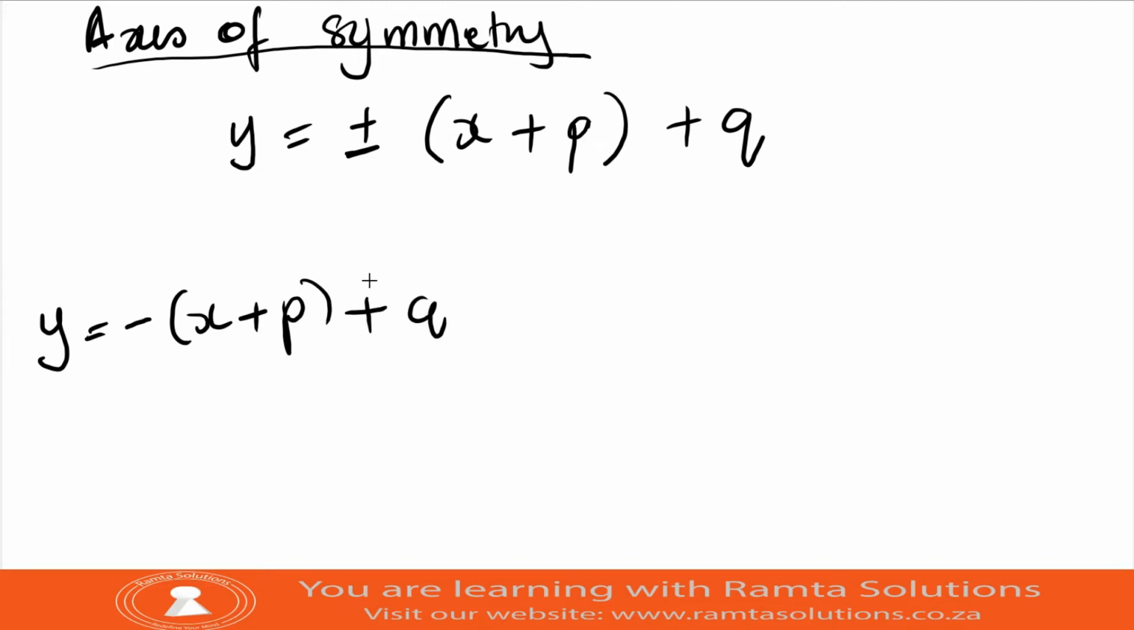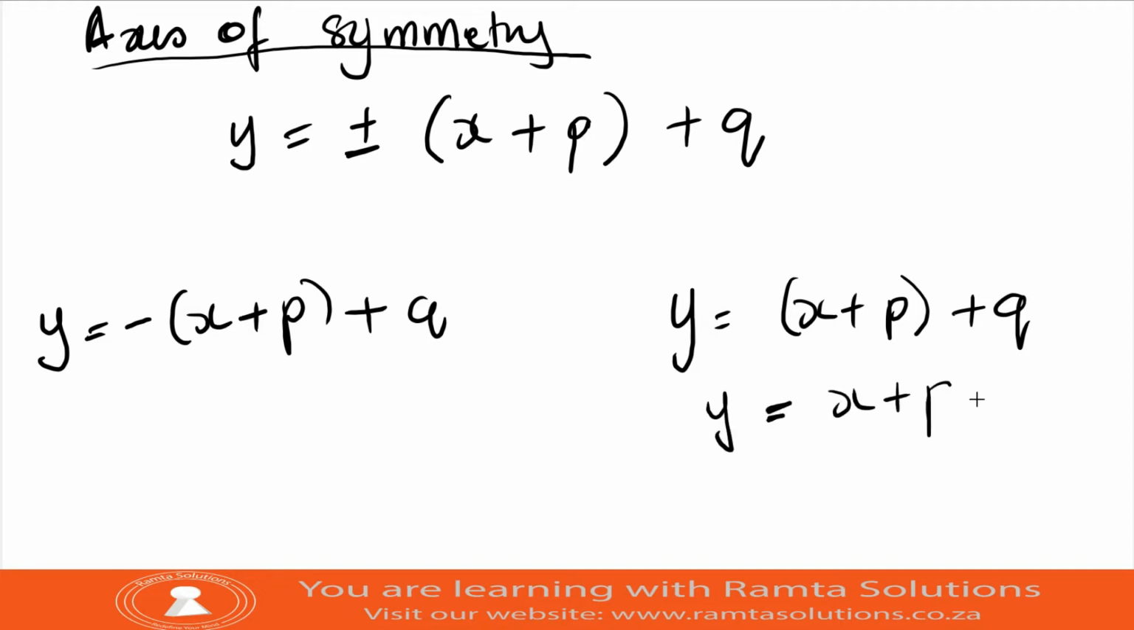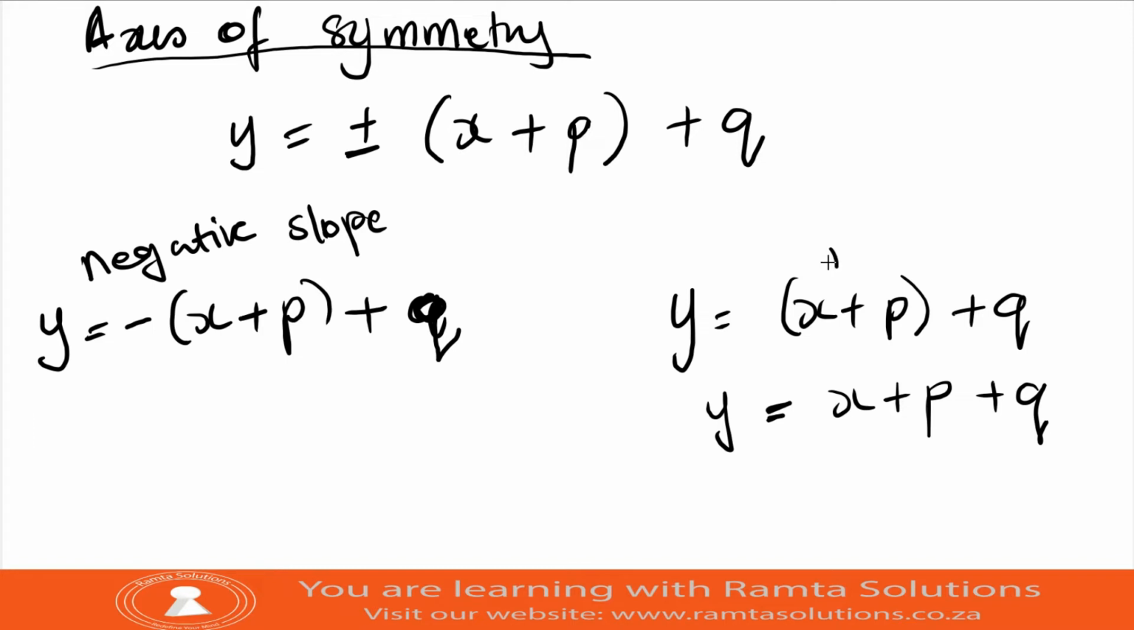And then we have y equals positive, so it'll be x plus p plus q. Of course, this is similar to saying y equals x plus p plus q. So these are the two formulas you use. This one is one with a negative slope, and this one is one with a positive slope.